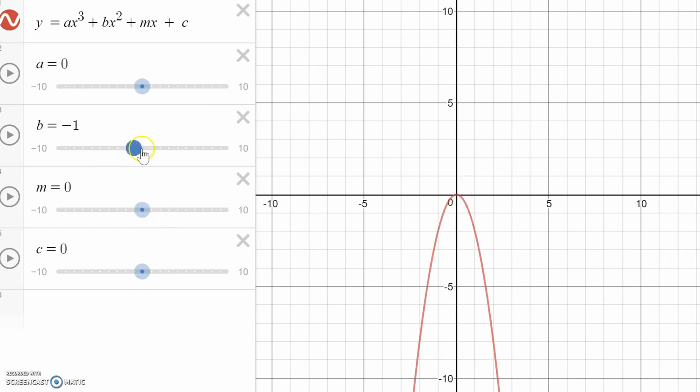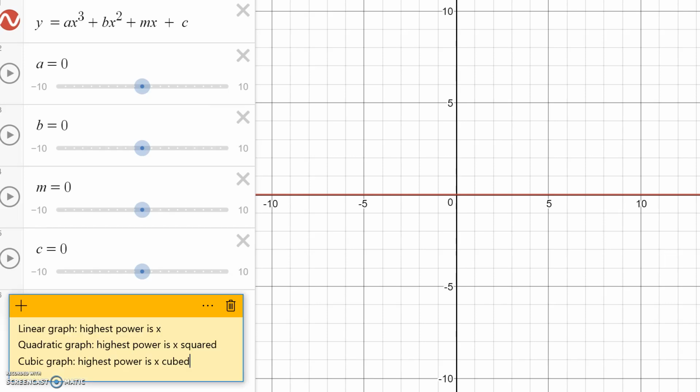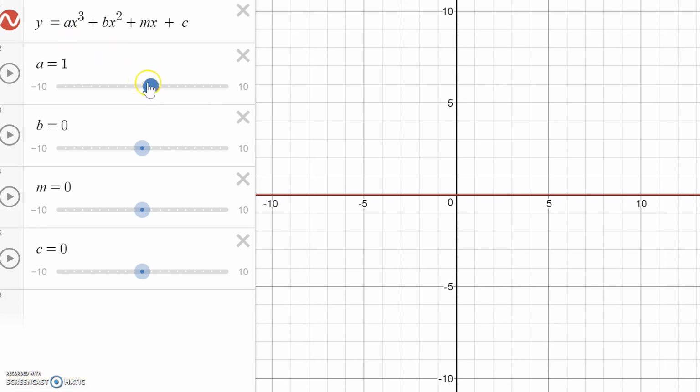Right, set everything back to 0. Okay, let's look at the last one. Cubic. What's a cubic going to look like? This time we can have the highest power as x cubed. So this time a needs to be something other than 0. If we want some x cubed, we better make a, let's say, 1. So if we leave everything else set as 0, this graph is y equals 1x cubed, y equals x cubed.